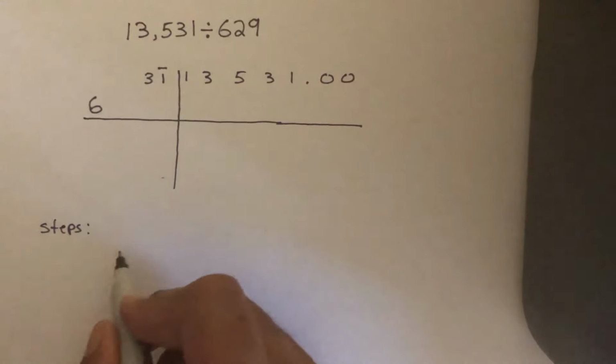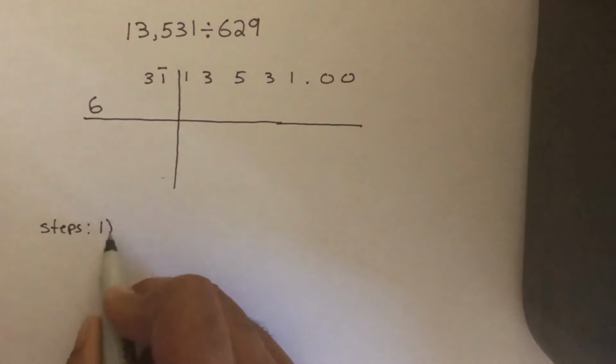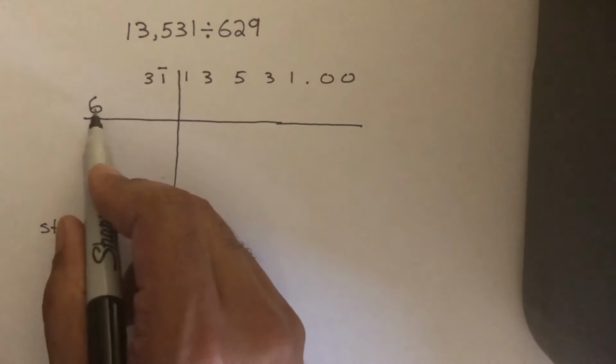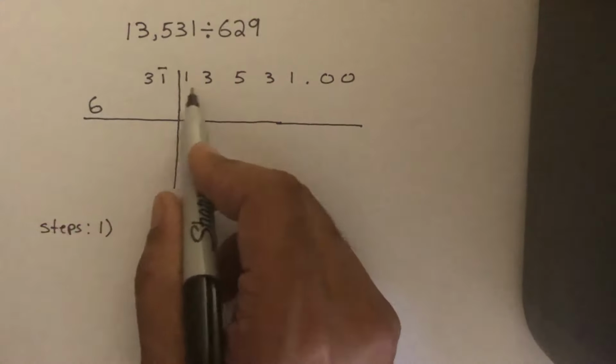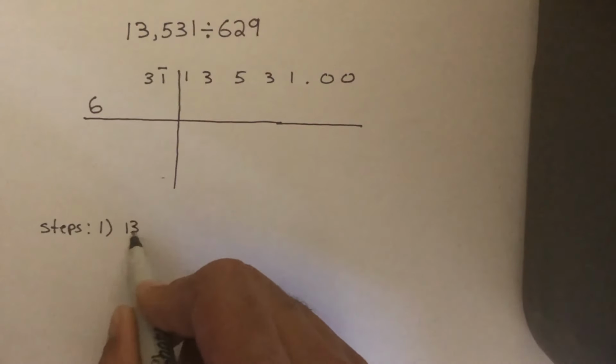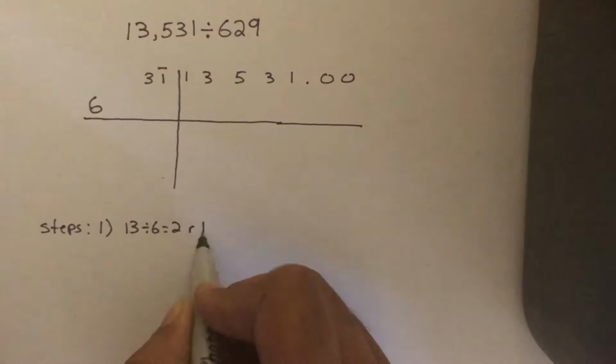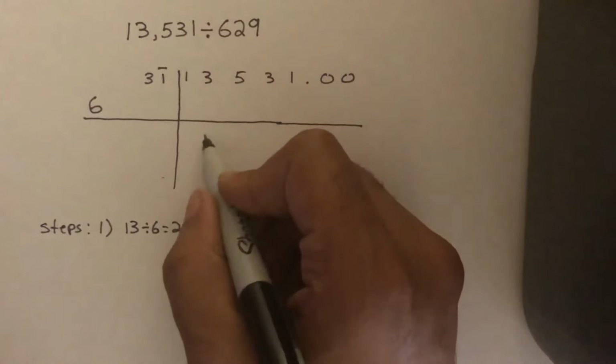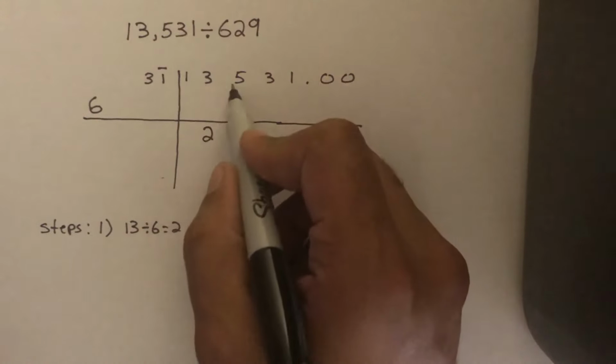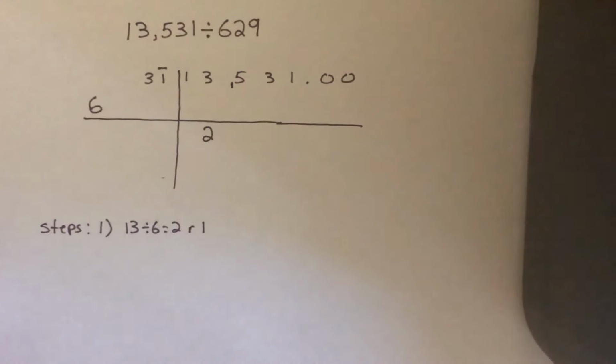So the first step we do is, how many times does this figure at the left go into 13? So I'm going to say 13 divided by 6 equals 2, remainder 1. So right underneath the 13, I'm going to put my quotient, 2. And I put the remainder right here.